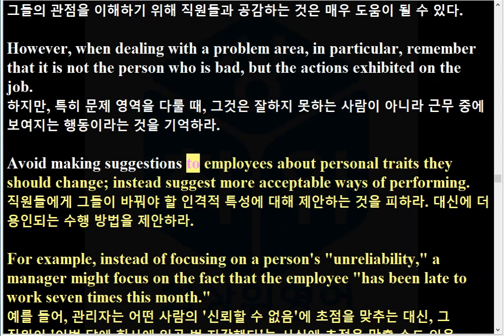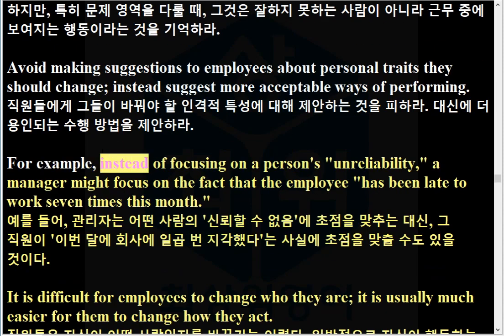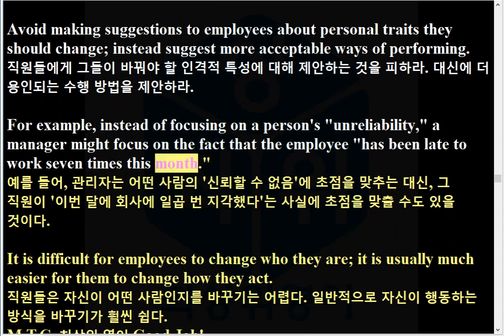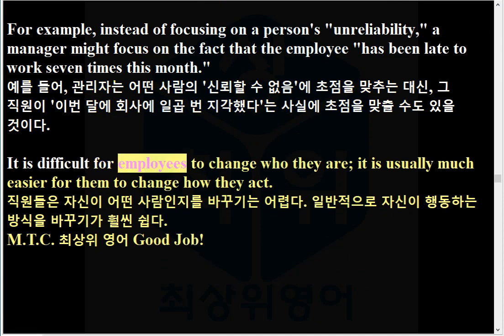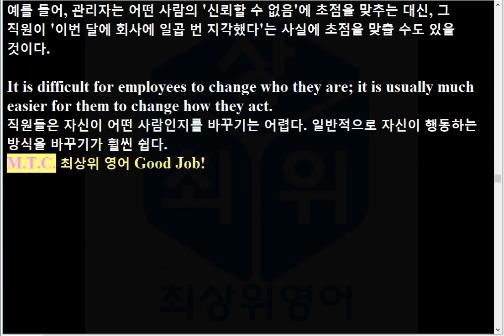Avoid making suggestions to employees about personal traits they should change, instead suggest more acceptable ways of performing. For example, instead of focusing on a person's unreliability, a manager might focus on the fact that the employee has been late to work 7 times this month. It is difficult for employees to change who they are, it is usually much easier for them to change how they act.